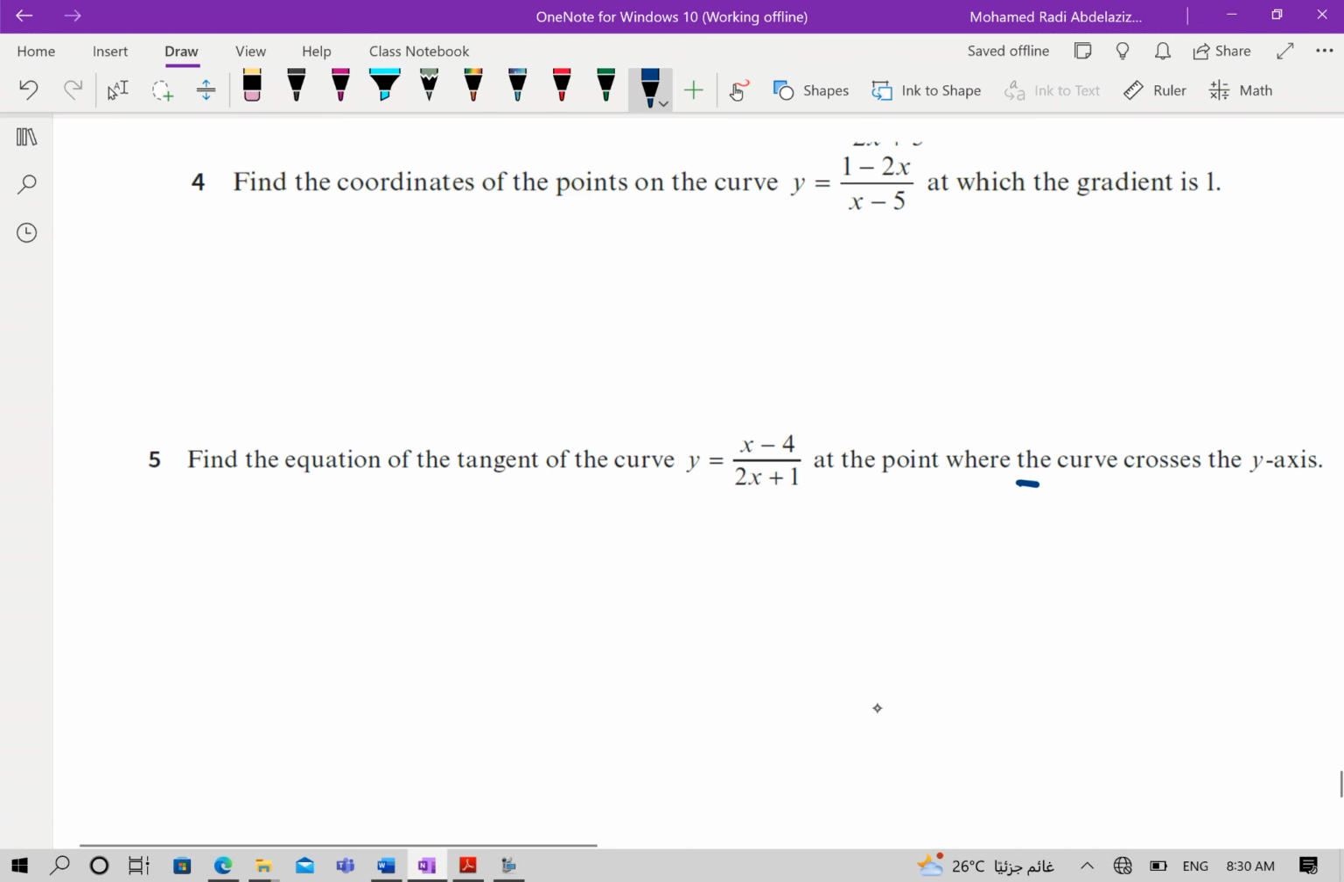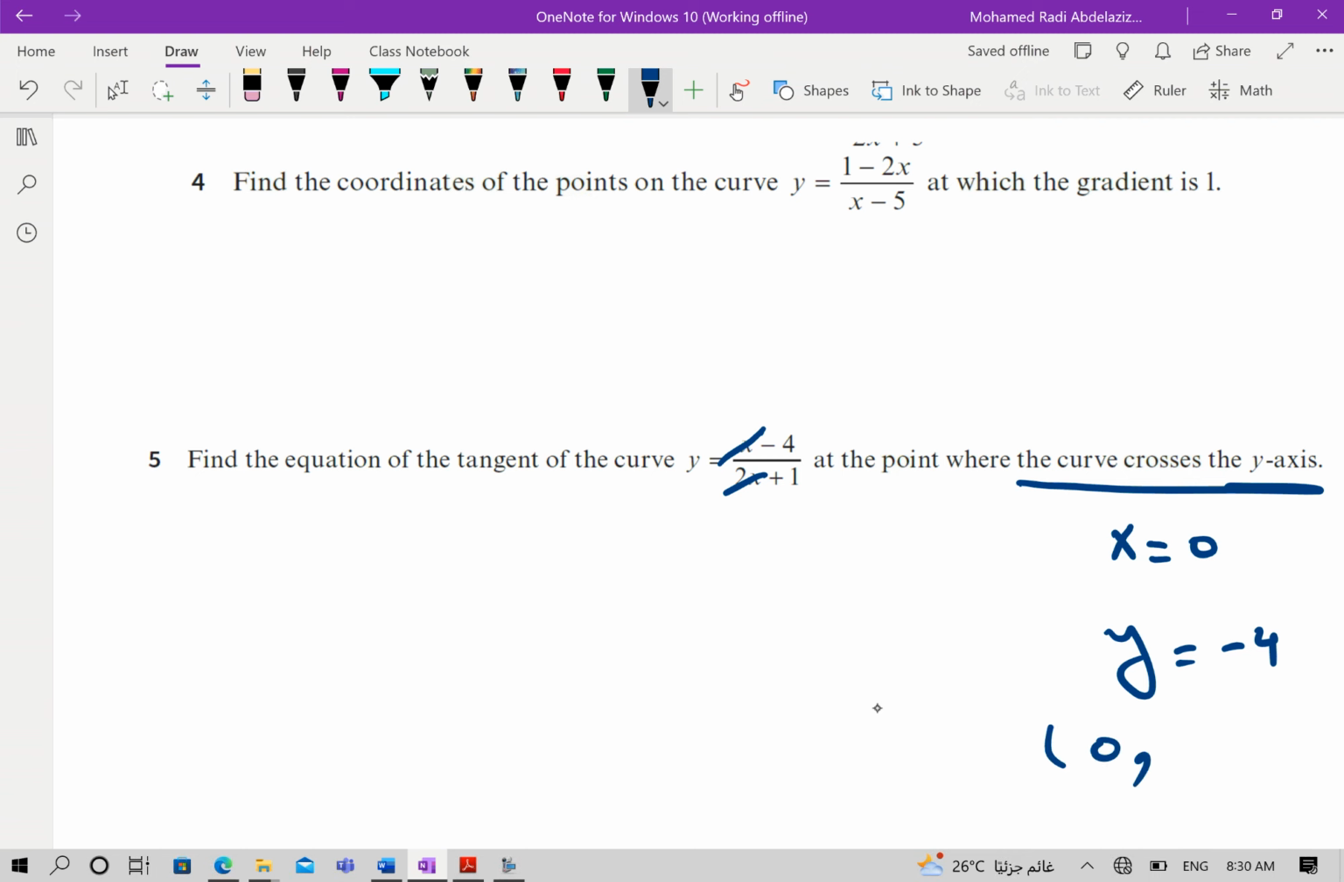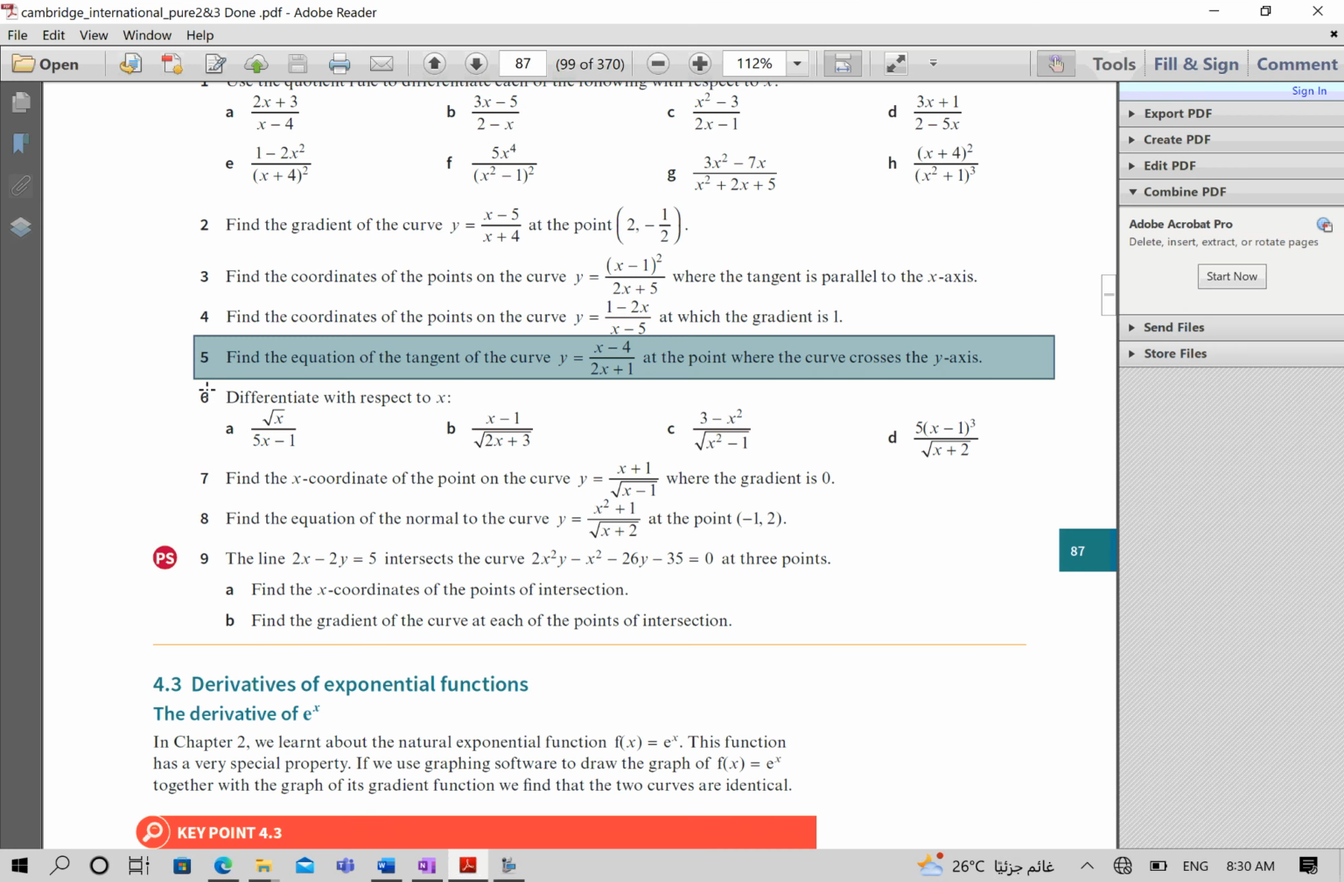Where does the curve cross the y-axis? Crossing the y-axis means x equals 0. What about y? Substitute x is 0 in the original function, so the answer is minus 4. Now we have the point (0, minus 4). So find the equation of the tangent. Now we already have x1 and y1, but we still need to get the gradient by using differentiation. Substitute x equal to 0 and you can find the gradient.